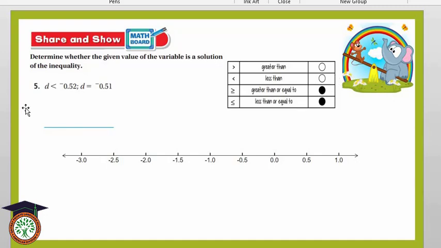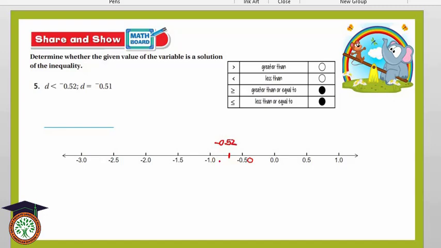Here, determine whether the given value of the variable is a solution of the inequality. It says that D is less than what? Negative 0.52. So, I need to indicate where is negative 0.52. Look here, I have 0, negative. I can add a 0 here, so it will be negative 0.50. Okay, so it's somewhere here before the center.